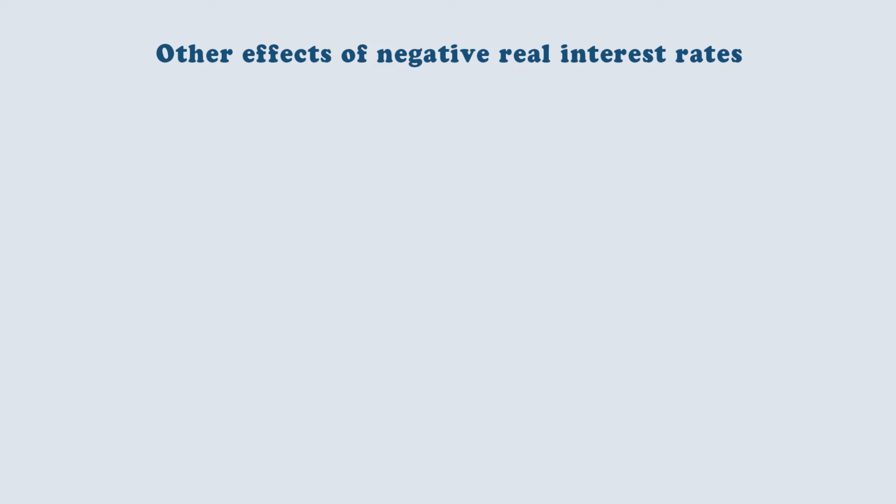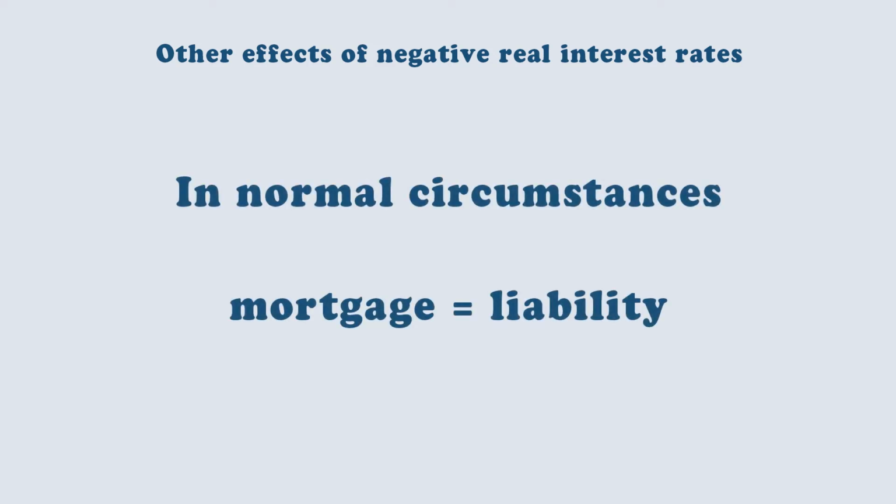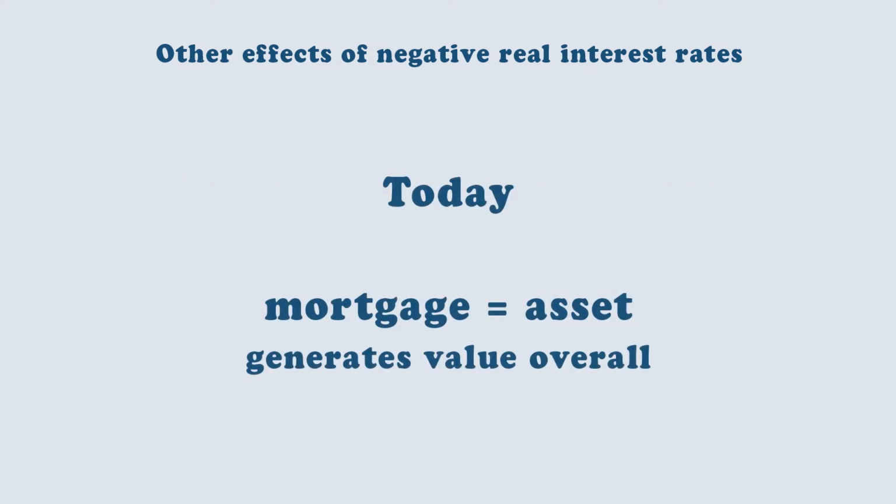Mortgages and other cheap debts are usually considered liabilities. They charge interest, taking money out of your pocket. This makes it harder for you to save money and build wealth. But today, the opposite is true. Holding a mortgage will actually increase your purchasing power because the interest rate you pay is lower than inflation.